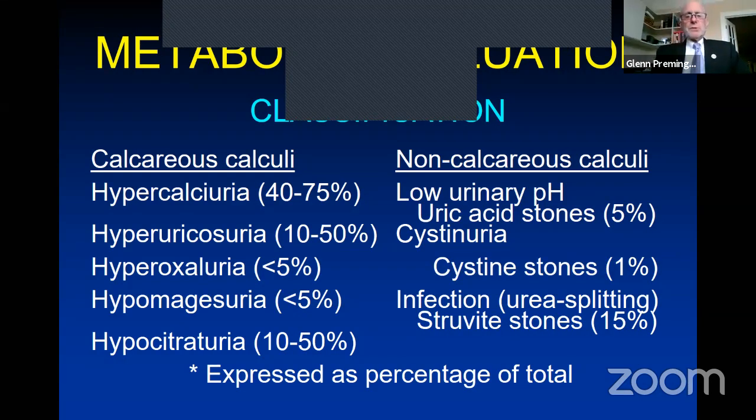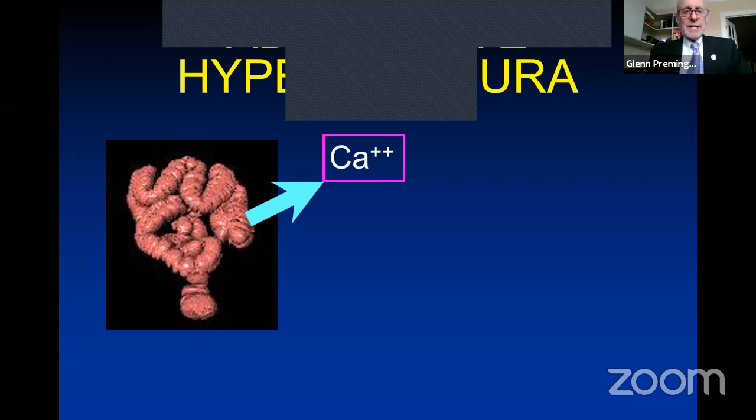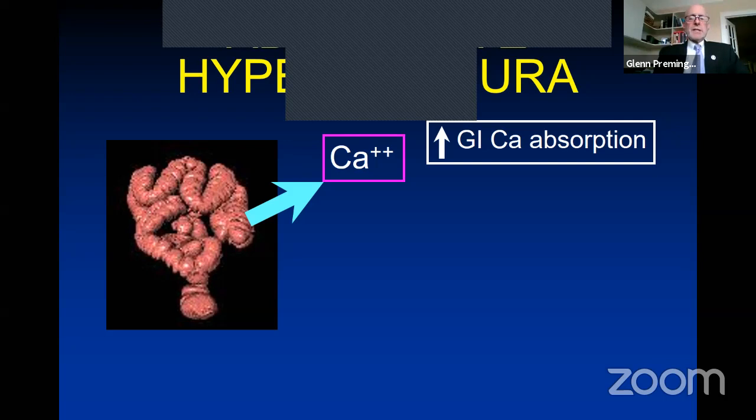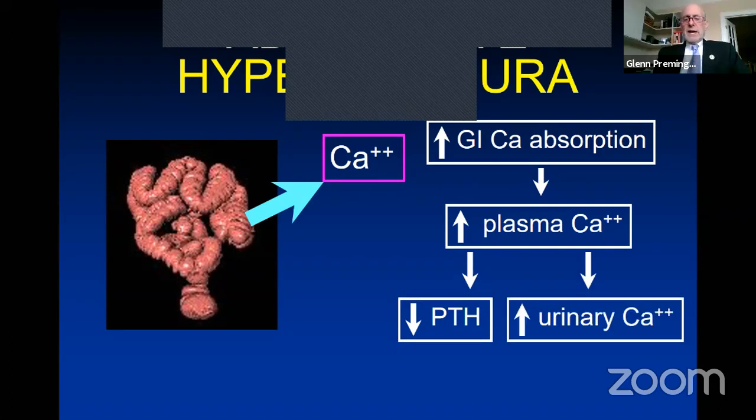Now, we classify stones into two large groups, either those containing calcium or non-calcium containing stones. I'll first focus on hypercalciuria, because hypercalciuria is the number one cause of calcium-containing calculi. The metabolic defect in absorptive hypercalciuria is increased intestinal calcium absorption, which increases the filtered load and subsequently the plasma calcium. This will in turn downregulate PTH and cause an increase in urinary calcium.